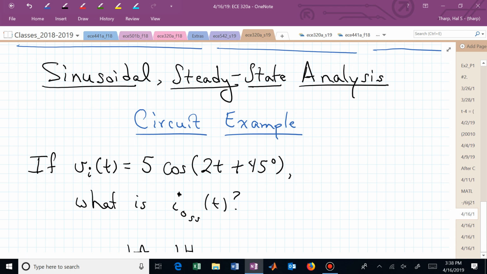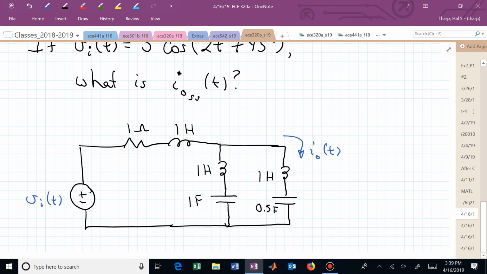Here's a sinusoidal steady-state analysis example relative to a circuit. Suppose somebody says, I want you to apply this particular sinusoid to this circuit, and I haven't shown you the circuit, and they are asking you to find an output current in the sinusoidal steady state. And here is your circuit. What's the order of that circuit, if you had to find that? Is it second order?